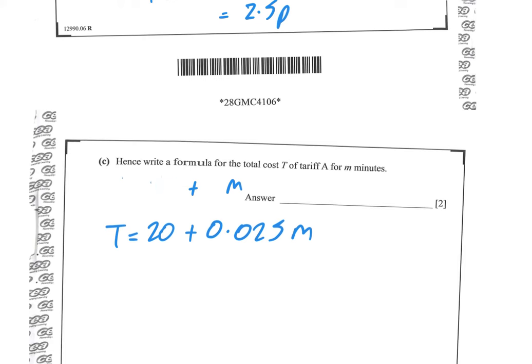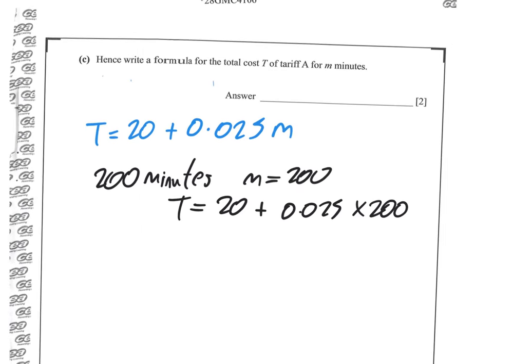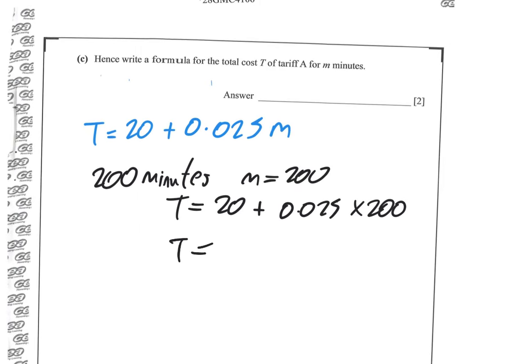Okay, so just explain what that formula means then. If, for example, I've used the thing for, say, 200 minutes, then my M is equal to 200. So then T would be equal to my fixed charge of 20 plus 0.025 times the 200. And then we will just go on with that. So that's going to be 20 plus 0.025 times 200. So it will cost you a total of £25.